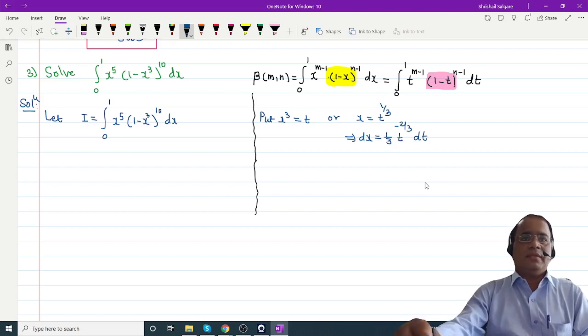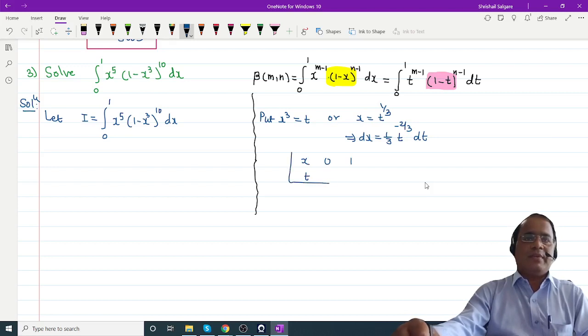Confirm it. Now the limits. Given limits for x are 0 to 1, now the new limits for t. Try to complete the table. 0 and 1. Yes, it remains the same because they are linear. Okay, so 0 and 1.